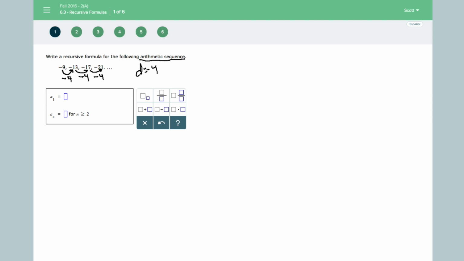So what's our first term? That's what this first part right here, a sub 1, is. The 1 means when x is 1, our first number. Our first number is just simply -9. That's all that means. A sub 1 equals the first number in the list.